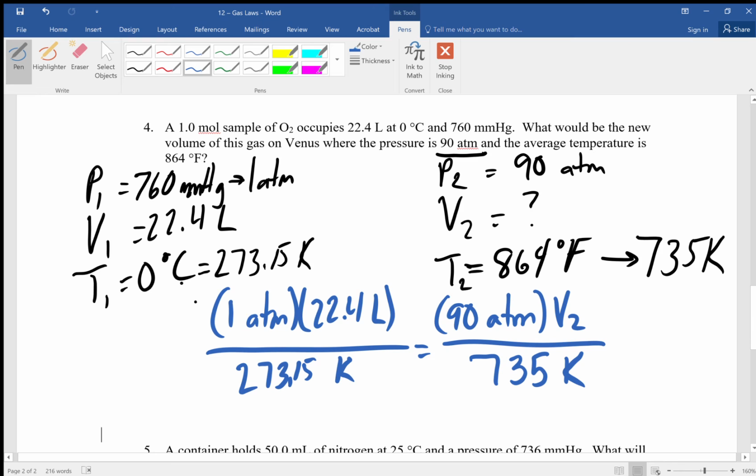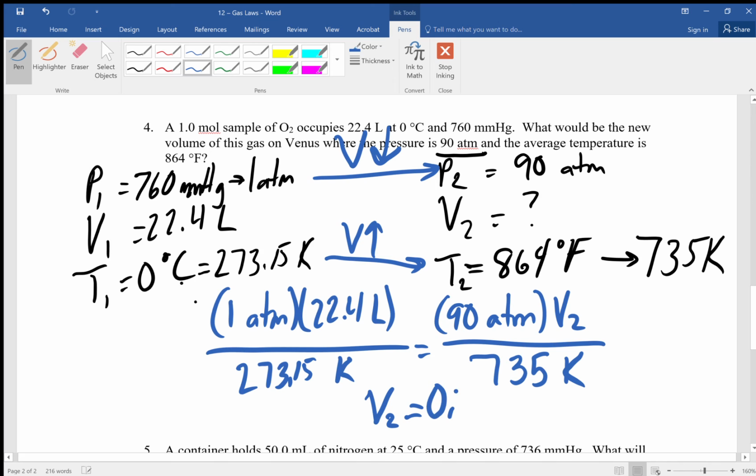Now, what's the expectation with volume? Well, the pressure has gone up. That should drive the volume down. The temperature has gone up though, and that drives the volume up. So we won't necessarily be able to make an easy prediction, but if we solve for V2, we find that it has gone way down, in fact, well below 1 liter.